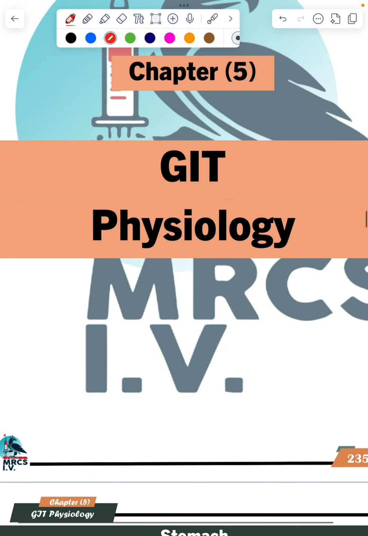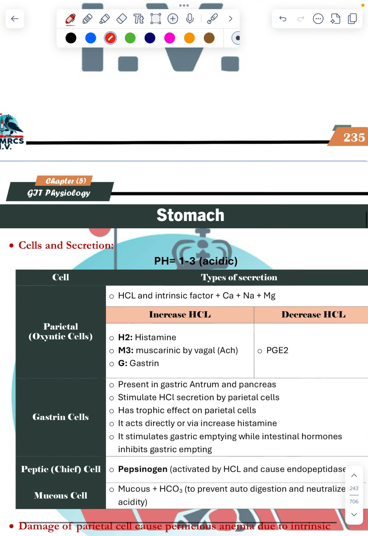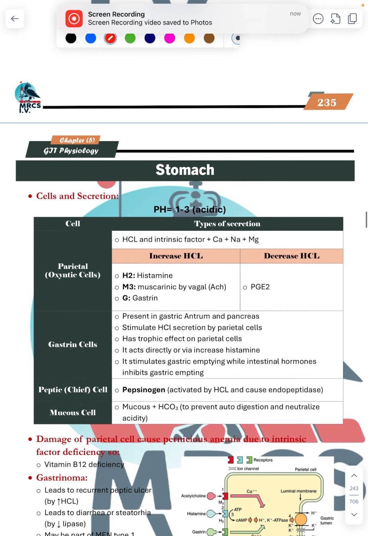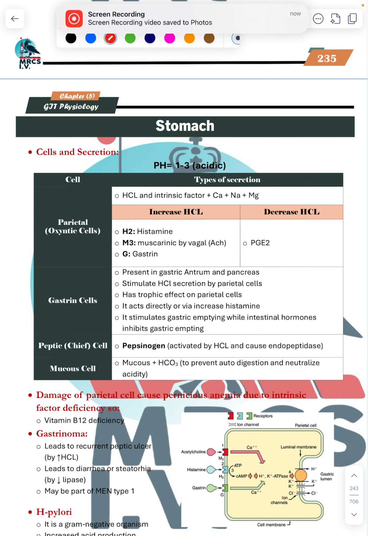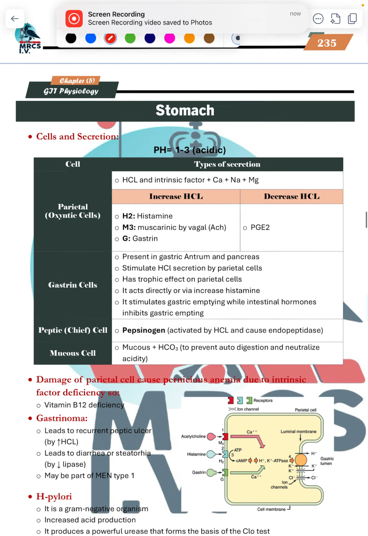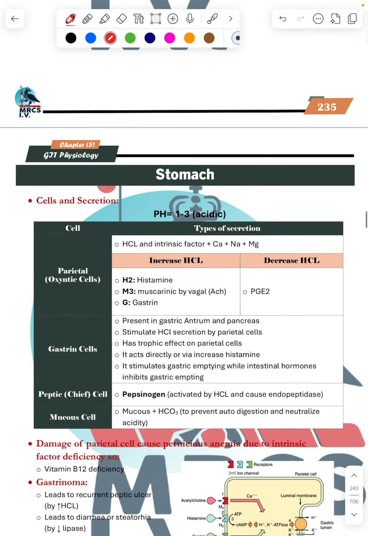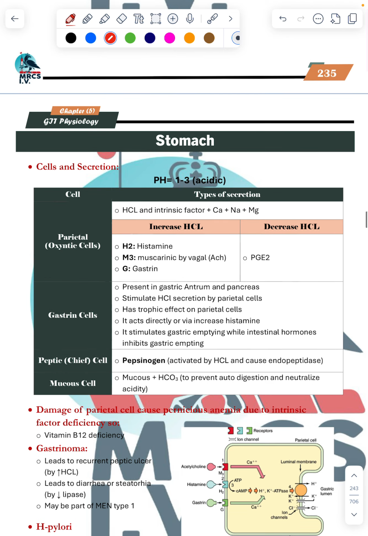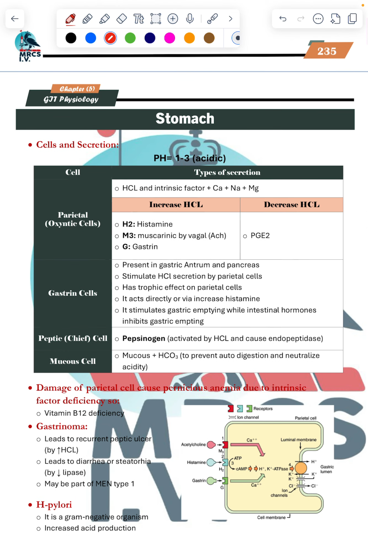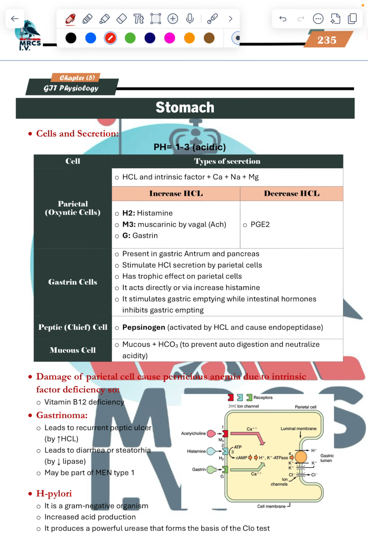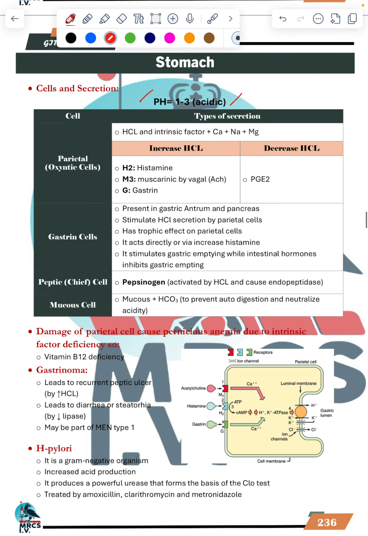So now let's come to GIT physiology. We'll talk about the physiology part of the GIT from IVMRCS. What about stomach cells and secretion? The content of the stomach is always acidic, around 1 to 3 pH.